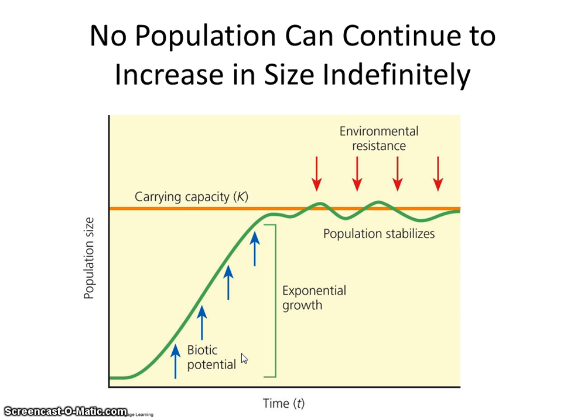Even something like a dandelion has biotic potential. It produces thousands of seeds. And again, that's its reproductive potential if there are no limiting factors. And so again, a population grows exponentially until it nears or passes the carrying capacity.